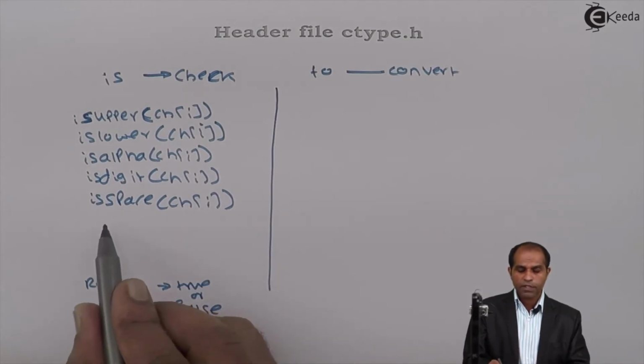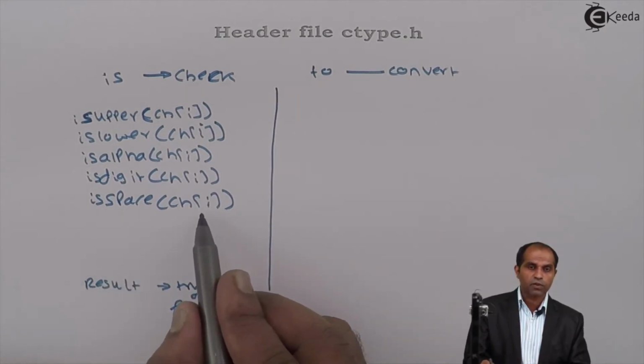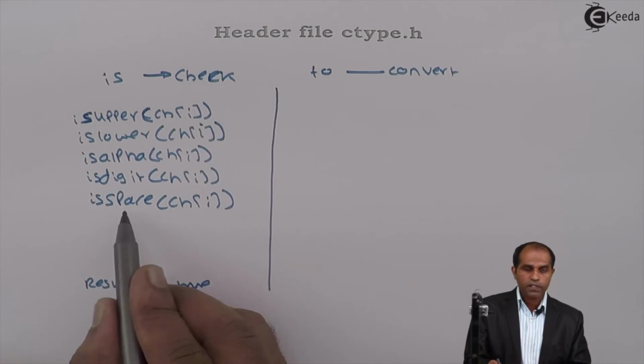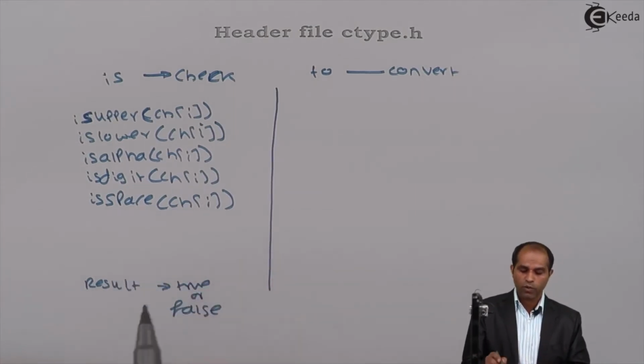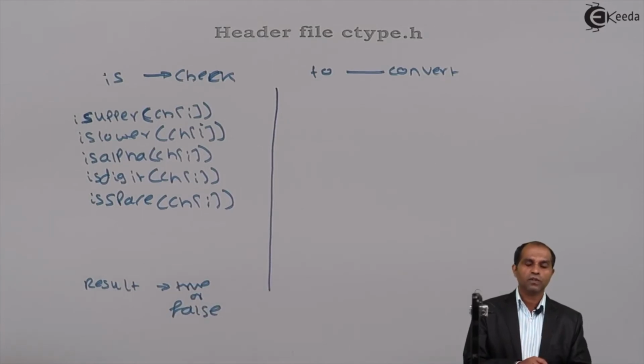What this does, as the name itself says, it will check whether the character which is stored in ch of i represents a blank space character or not. If it represents a blank space, it will return a value called true. Otherwise, it will return a value called false.